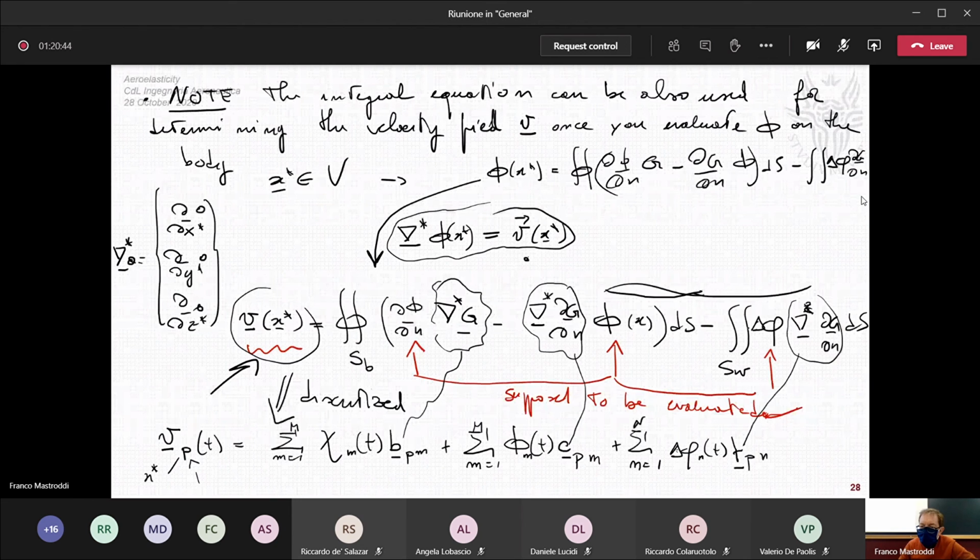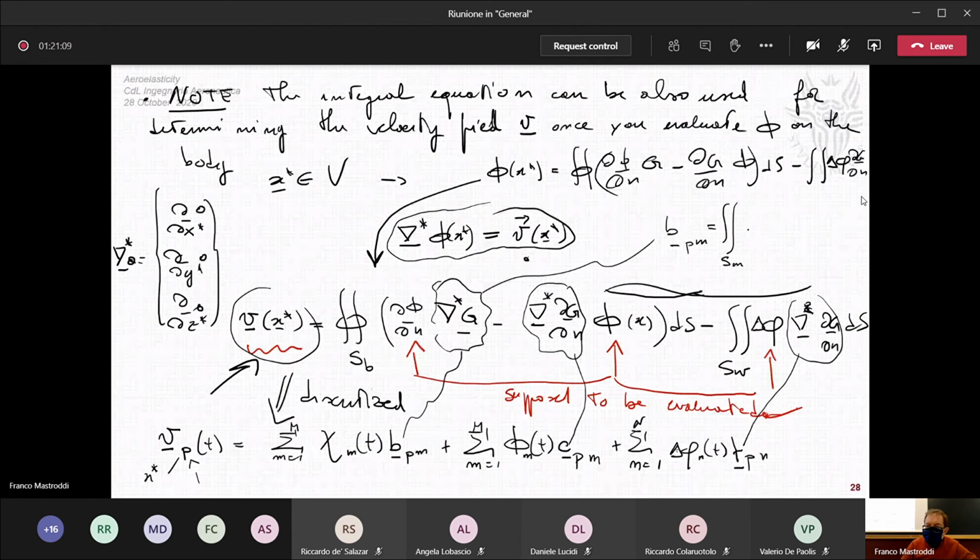For f, including the sign. Okay, just an example, B PM should be the integral on the panel M of the gradient of G.